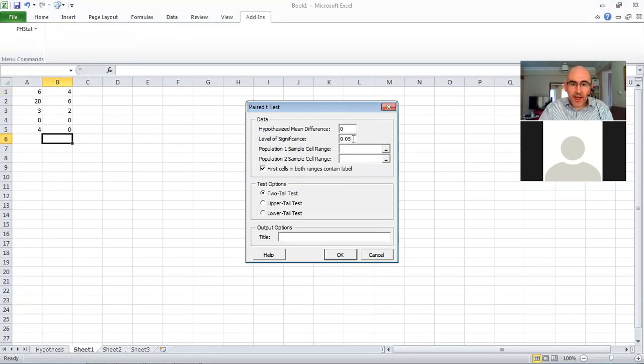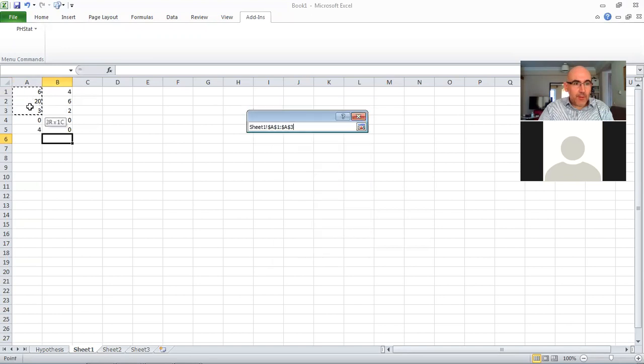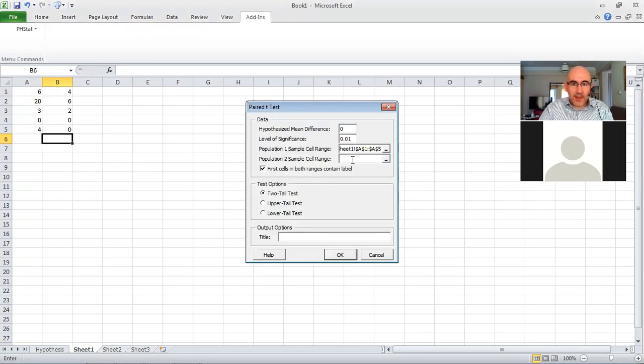And remember that this time we had changed the alpha to 0.01. Population sample 1, I just highlight that. Sample 2, just highlight that. And I don't have labels, so I just undo that. And it's a two-tail test.